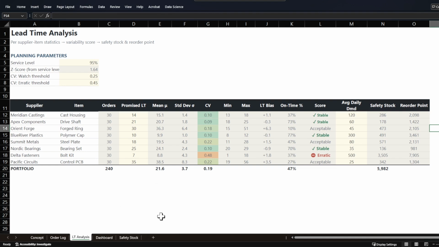So this is how you can calculate safety stock and the reorder point against each supplier item as per their lead time variability, and you will also get the reliability score of each supplier. You will get to know that the higher CV suppliers are bringing higher safety stock as well, which in turn is impacting your reorder point level too.